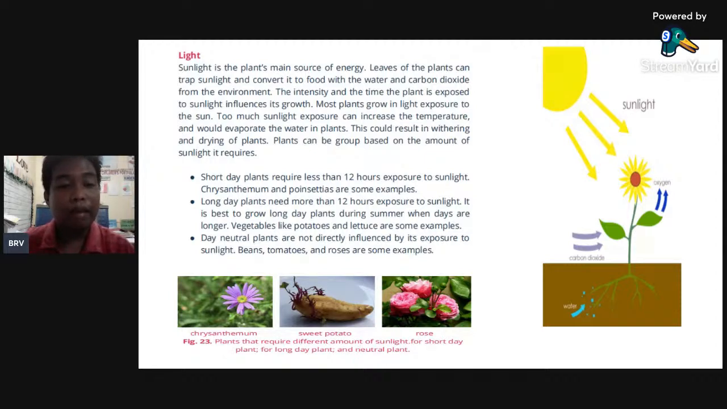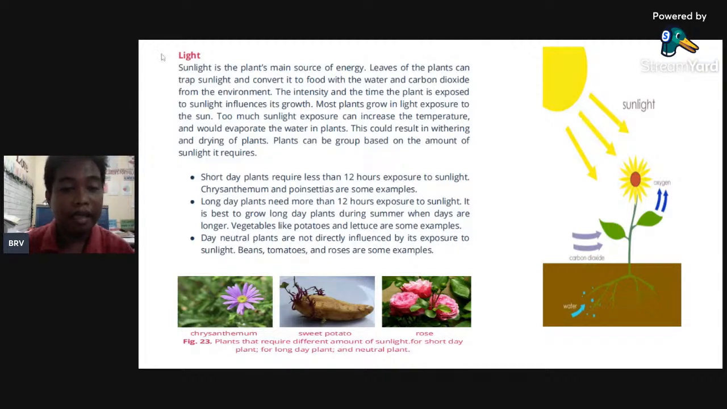Short day plants require less than 12 hours exposure to sunlight. Chrysanthemum and poinsettias are some examples. So there are short day plants that are exposed to the heat for only 12 hours, and if they get more than that, they can wither. Long day plants need more than 12 hours exposure to sunlight. It is best to grow long day plants during summer when days are longer. Vegetables like tomatoes and lettuce are some examples.